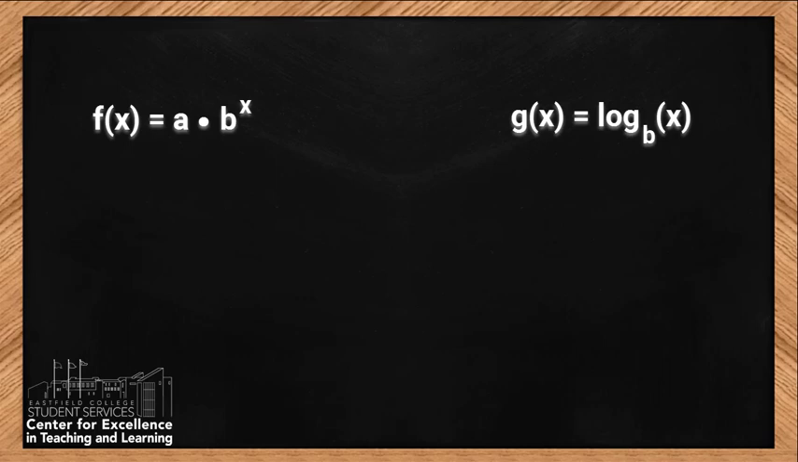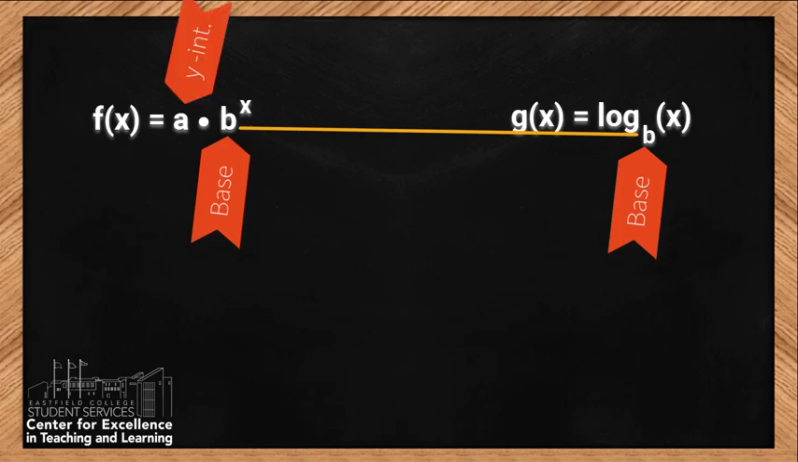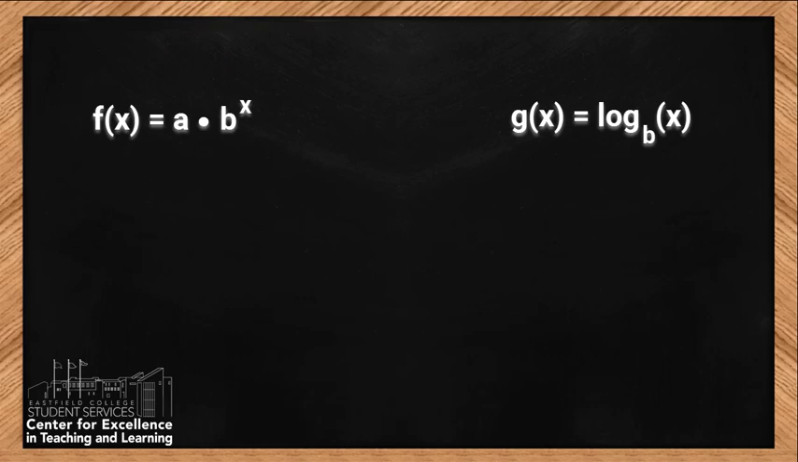which in general is going to look like log, and then there's going to be a certain base. I'm going to use the letter b here, of x, to denote that this base right here, b, is the same as that base right there. So whatever the base of the exponential function is, it's exactly the same as the base of the logarithmic function.